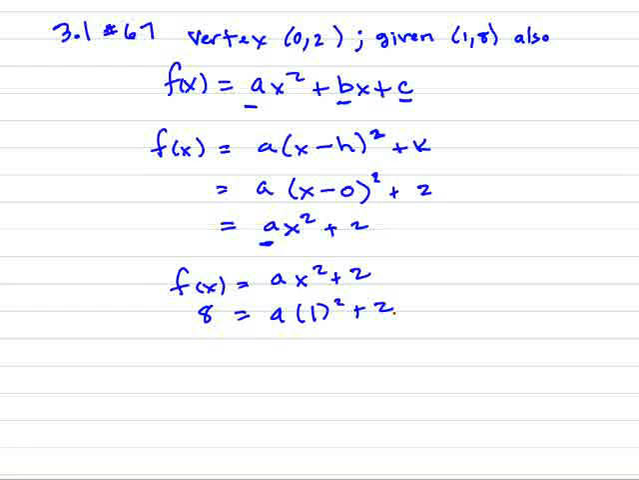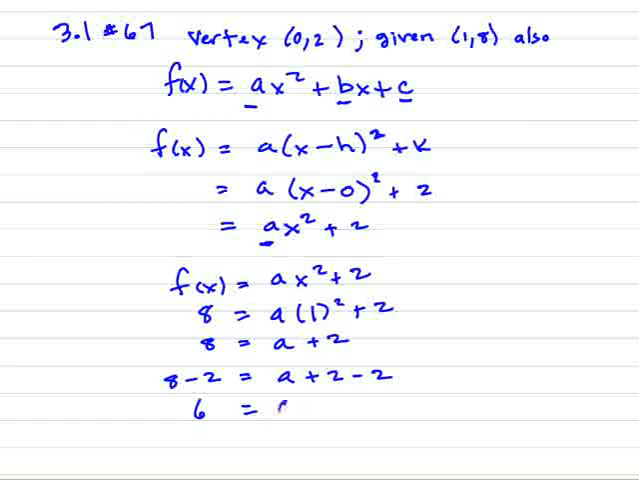And simplifying, we get 8 equals a plus 2. Subtract 2 from both sides. And then we get 6 is equal to a. So we found a. Our instructions were to find a, b, and c.